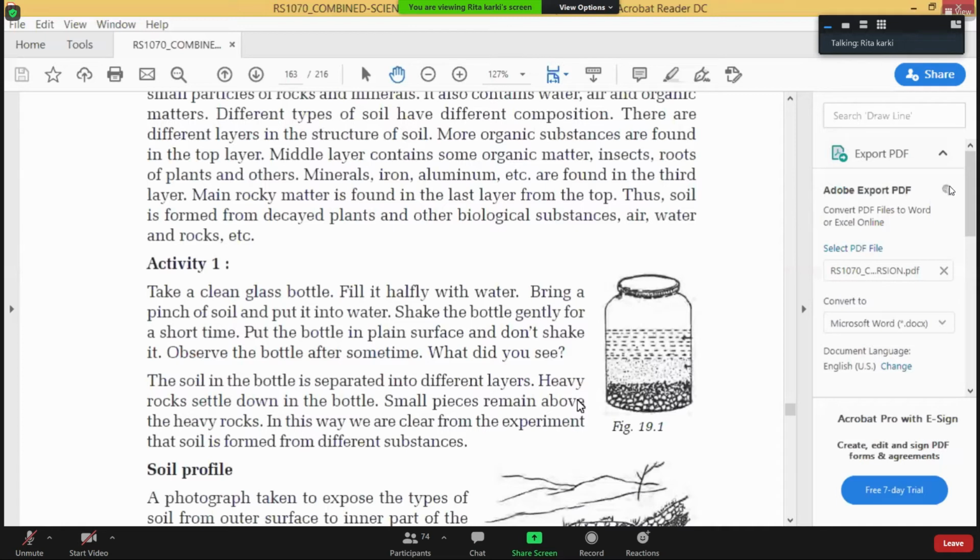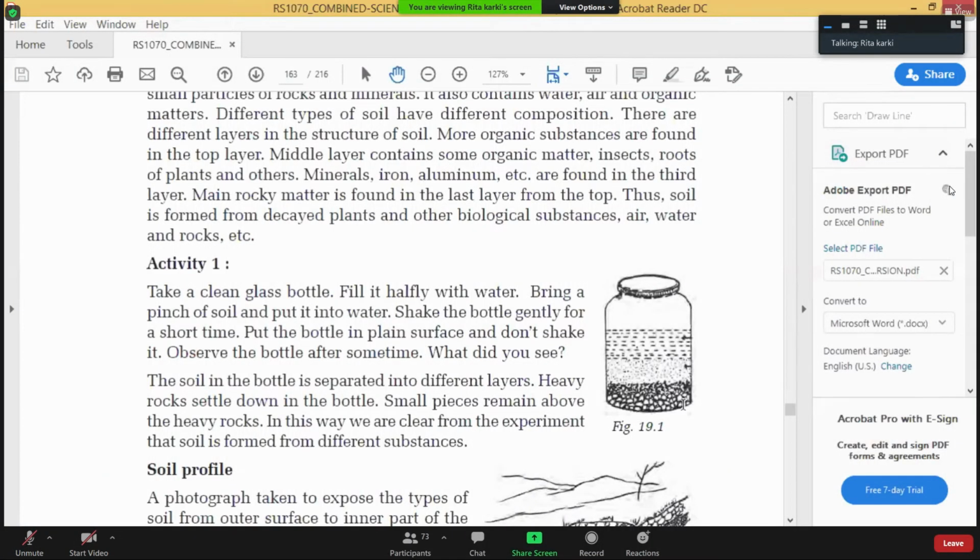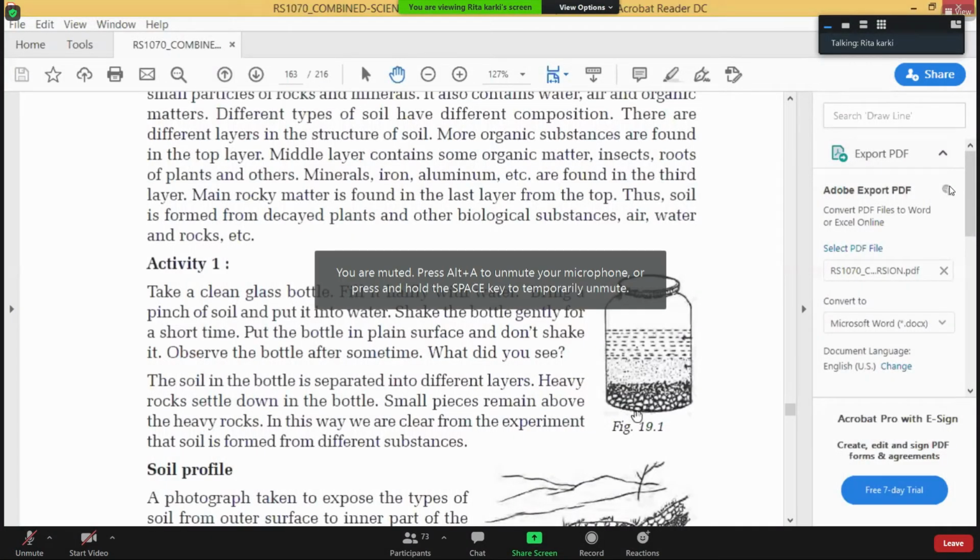So after this, let the bottle settle down for some period of time, at least 5 to 10 minutes. Let the bottle settle down without disturbing it. Do not shake it, do not stir it, and do not touch the bottle. After some period of time, we can see these layers in the soil. At the very lowermost, bottom layer of the bottle, we can see the pebbles and heavy rock particles.